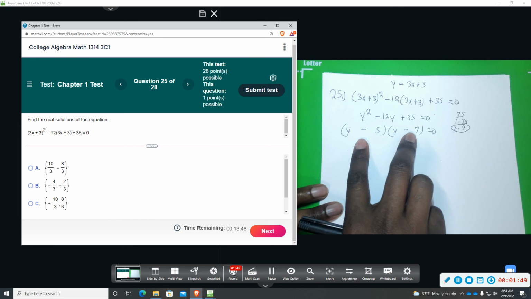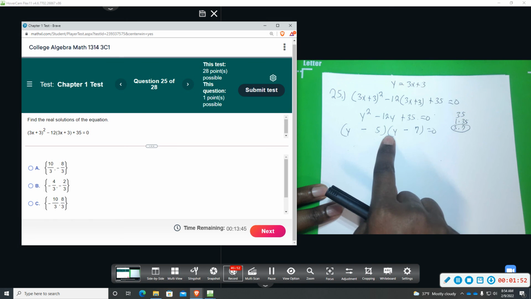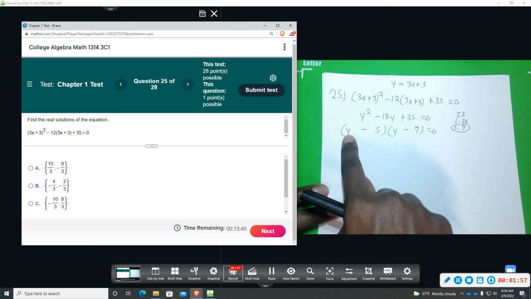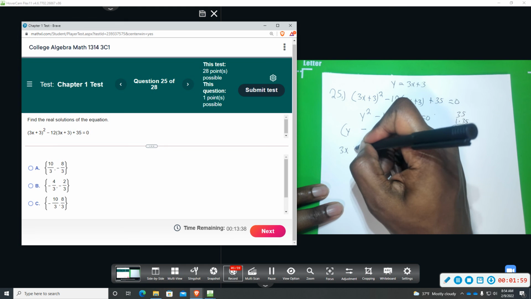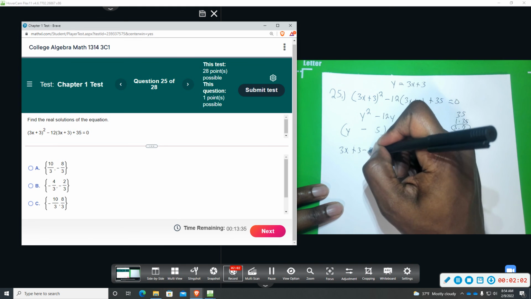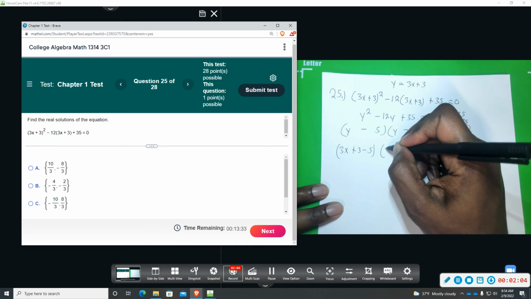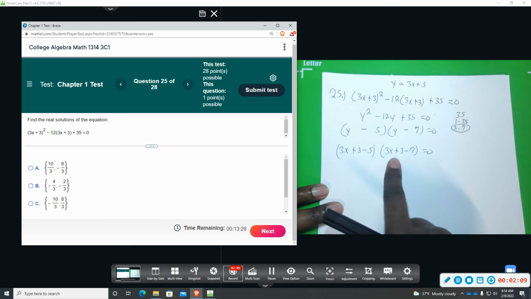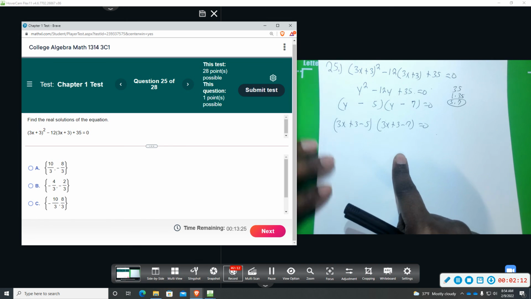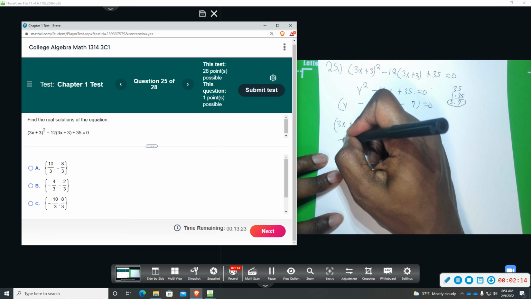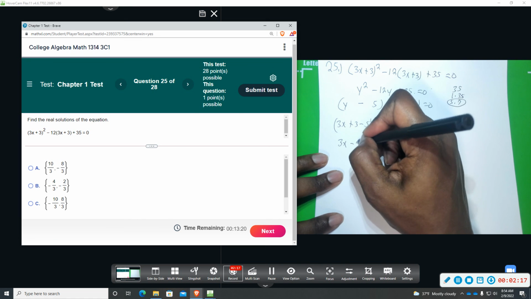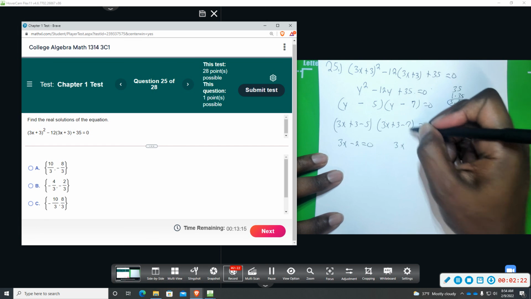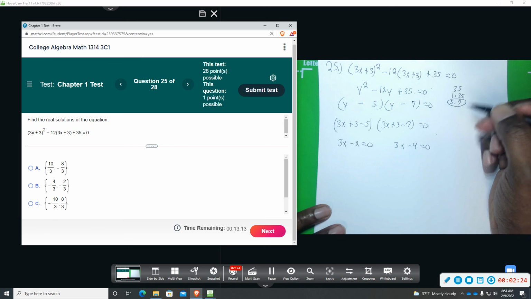Alright, so once we have it factored, we have it back in that linear form in y. We're going to go back and replace what we substituted. So I'm going to replace y with 3x + 3. So I have 3x + 3 minus 5, and then over here I have 3x + 3 minus 7. We're going to simplify these and then set the factors equal to 0. So it's going to give us 3x minus 2, set that equal to 0, and then over here we have 3x minus 4 equals 0.